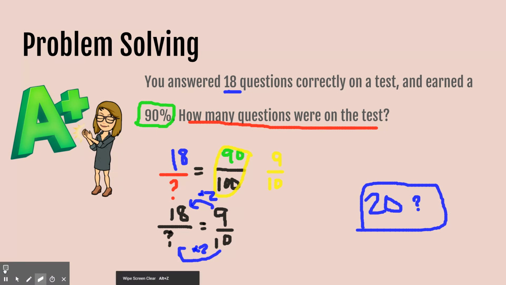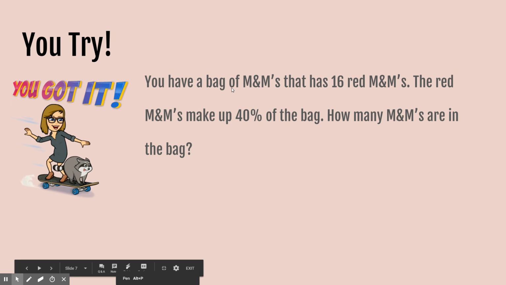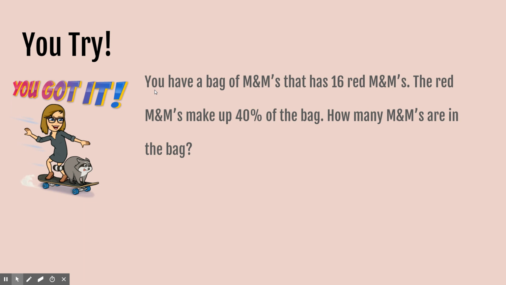So I want you to try this one. This was one that was very similar to a test, I think it was the Unit 1 and 2 test, that had a question kind of like this about jelly beans. And so it says, you have a bag of M&Ms that has 16 red M&Ms, and the red M&Ms make up 40% of the bag. So how many total M&Ms are in the bag? So 16 is the part, because this is not the full bag. This is just the part that's red. So this is the part that's equivalent to 40% of the whole, and we want to know how many total M&Ms would be in the bag. So I want you to pause it right now, write this problem down, and try to set it up and solve it, and we'll talk about it in class.